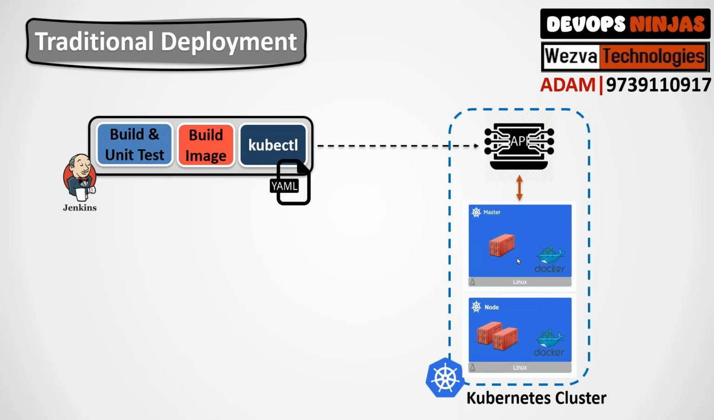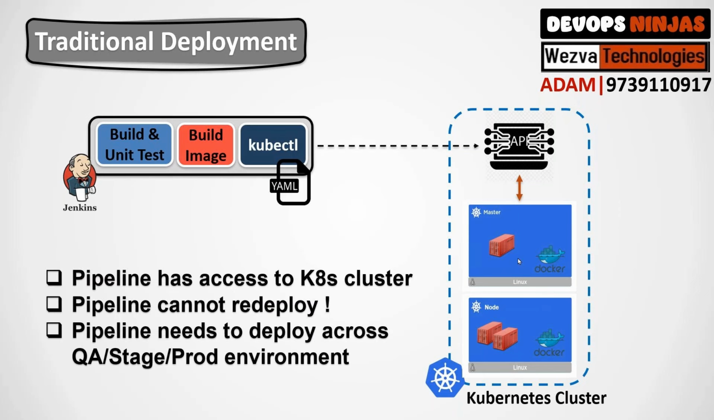Because, first of all, your Jenkins or the build machine will have access to the Kubernetes cluster. What if it is a production? You will build and immediately you will run? That is not at all possible. Why? What if a user goes to the build machine and he can access the Kubernetes cluster through kubectl? That is not a secure way of doing it.